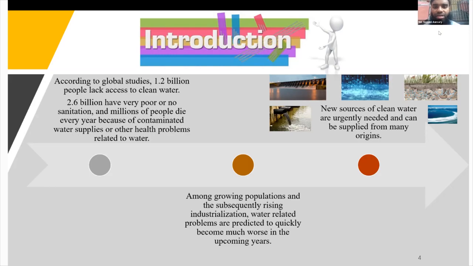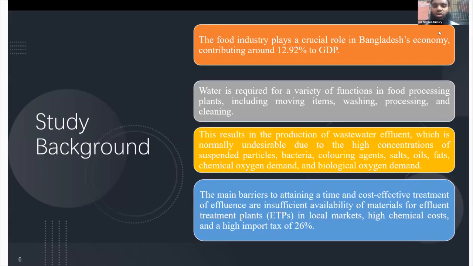And here is the study background. The food industry plays a crucial role in Bangladesh, at 12.92% of GDP. Water is required for a variety of functions in food processing plants, including moving items, washing, processing, and cleaning. This results in the production of wastewater effluent, which is normally undesirable due to the high concentration of suspended particles, bacteria, coloring agents, salts, oils, fats, chemical oxygen demand (COD), and BOD.